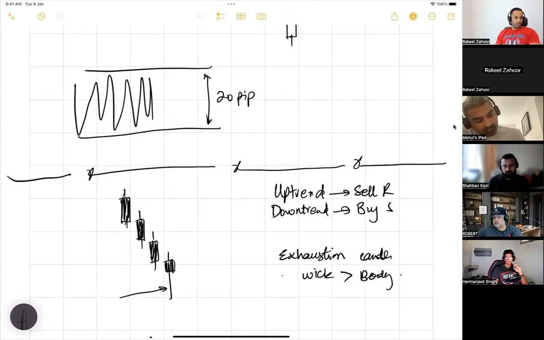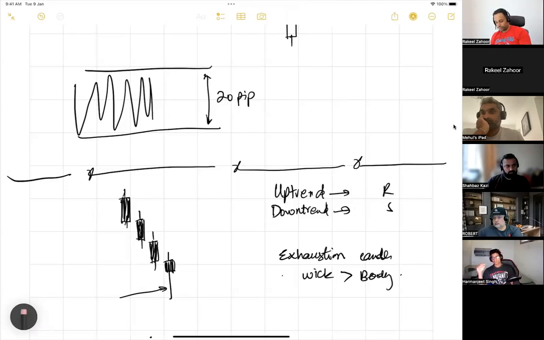Is uptrend by resistance? No, uptrend is by support. Uptrend is by support. Yeah, I think I said it the wrong way. Uptrend is, oh yes, right here. Thank you. Uptrend is buy support, downtrend is sell resistance.